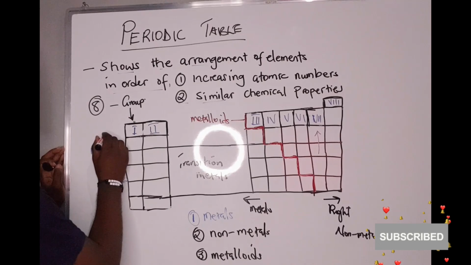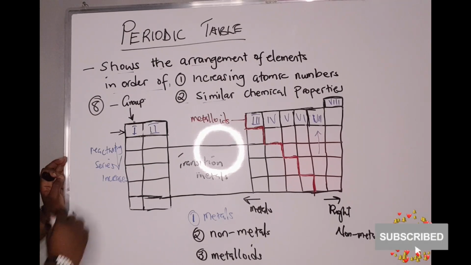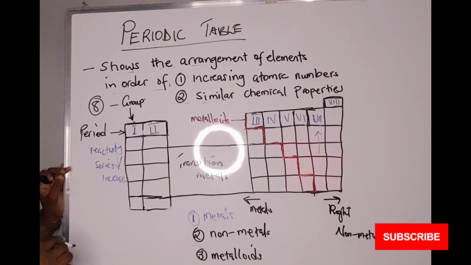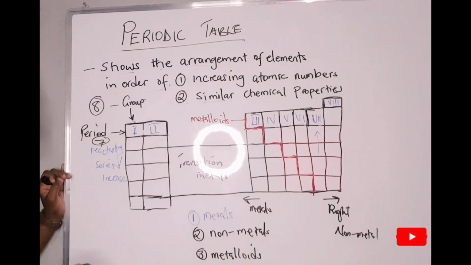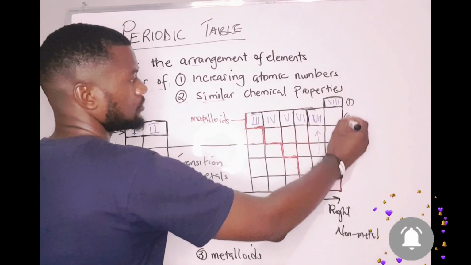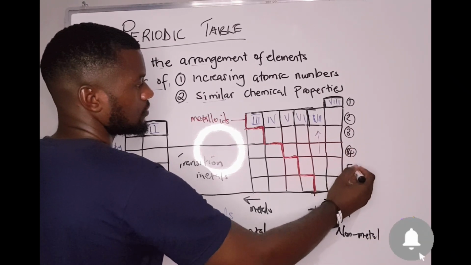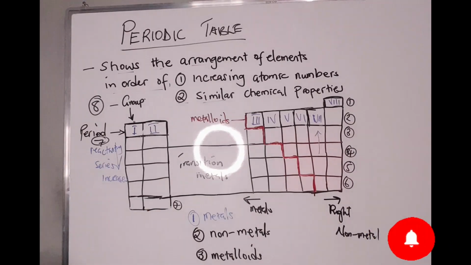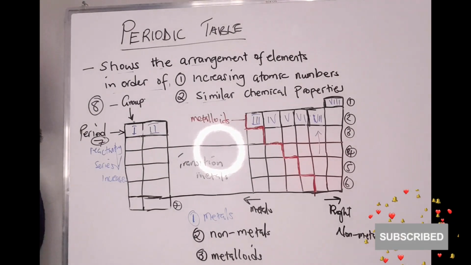Okay, so now, apart from the group, we can now look at the period. So for the period, this is the horizontal row, and there are 7 periods on the periodic table. So we can number them from here. We have period 1, period 2, period 3, period 4, 5, 6, and 7. So we have 7 periods on the periodic table.